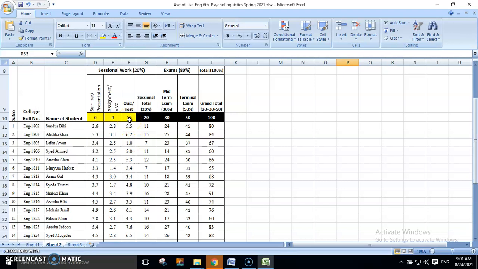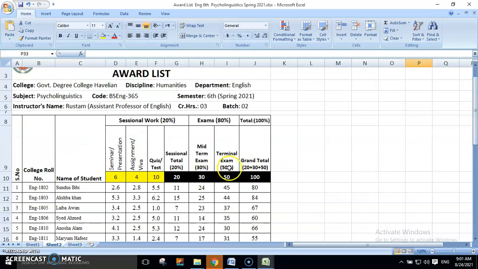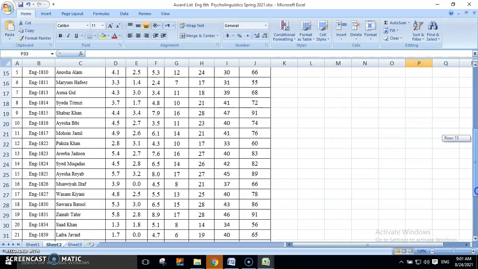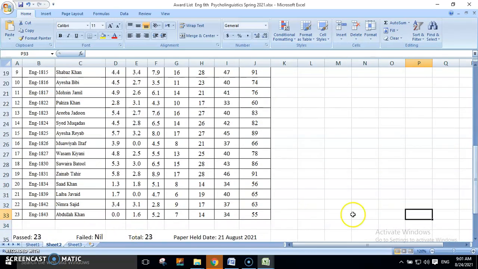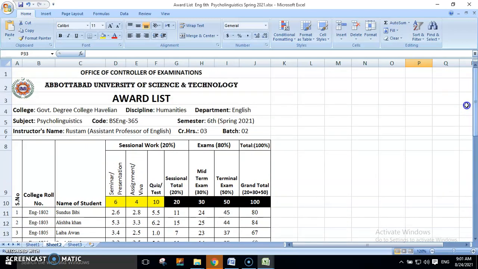I give them at least 4 quizzes and 2 tests. So now sessional total, this is 20, and this is the score obtained by this student. So midterm 30% and terminal exam 50%, total is 100. So these are the scores obtained by students. There are 23 students. Okay, so this is the summary of the award list.